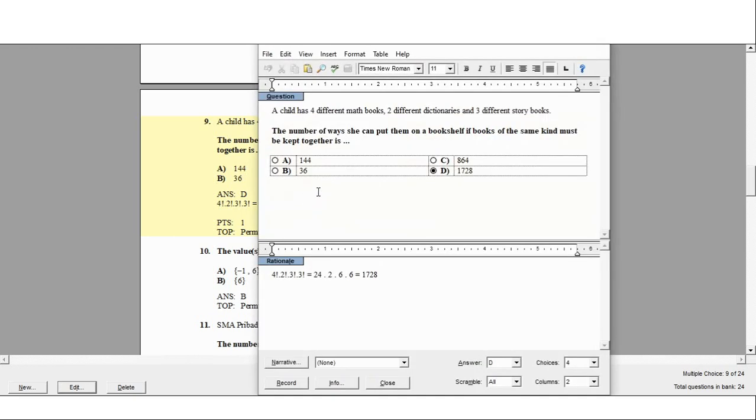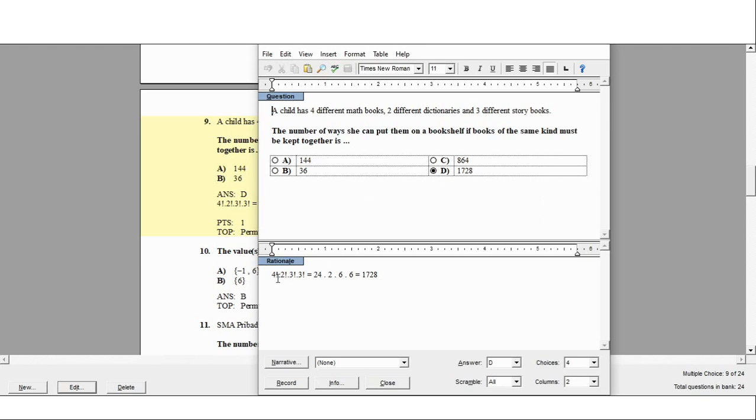So to solve these problems, you can see the number of math books here is 4, so it will be 4 factorial arrangements, and then multiply by 2 different dictionaries, it's 2 factorial, and then 3 different storybooks, so it's 3 factorial. And this 3 factorial is the arrangements of the 3 kinds of books. So math, dictionary, storybooks, or the arrangement can be story first, math, and then dictionaries, or dictionary first and then story or math, and so on. It will be 3 factorial.